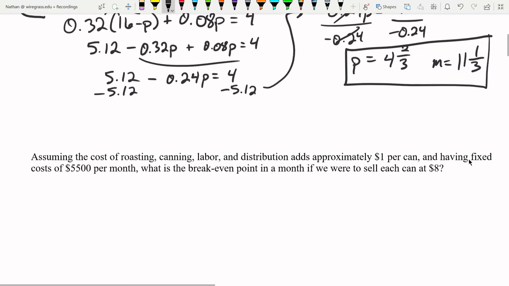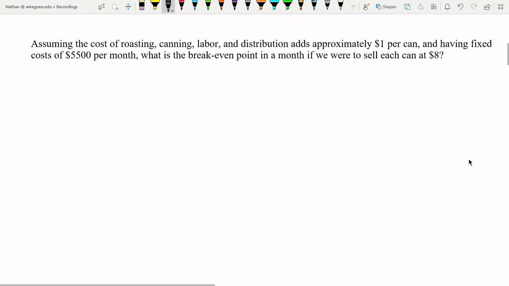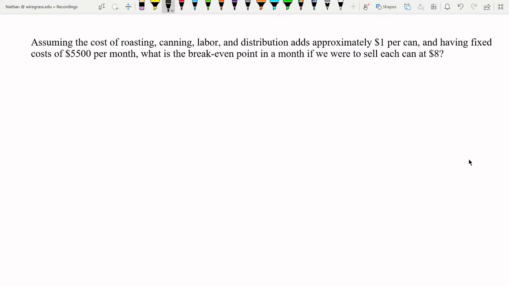Okay, now taking this information and elaborating on it. We're going to assume that the cost of roasting, canning, labor, and distribution adds, and this is an important part here, approximately $1 per can. So this is on top of the already $4 per can that we had. So it's going to be $5 total. And we have a fixed cost of $5,500 per month.